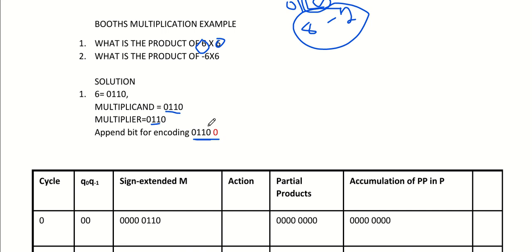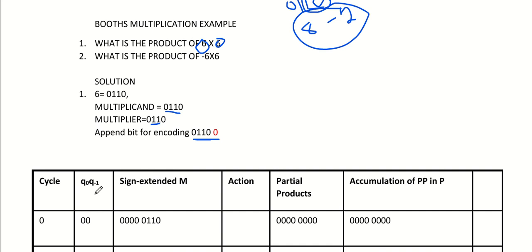Next, we have to go through kind of an initialization, and that's what you do at step 0. So step 0 for most of the multiplication algorithms, even some division algorithms, is just initialization. And initialization is this. You just need a table in this manner where you label your cycle, your Q0 and Q minus 1 bit. I'll explain that. You have your sign extended M, you have your action, like what you'll be doing, then the partial product, and you have your accumulation results in P.